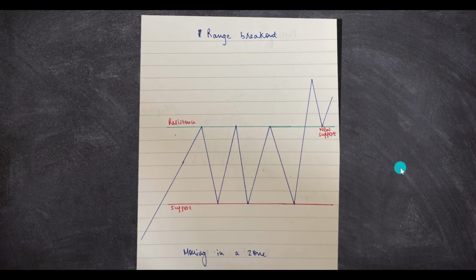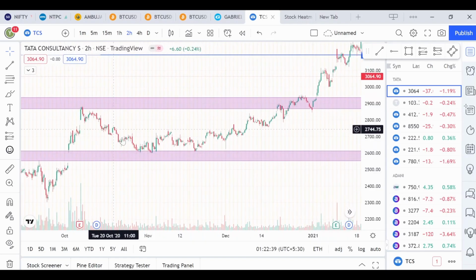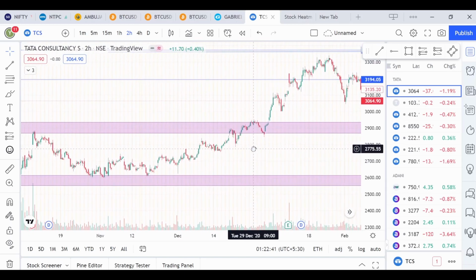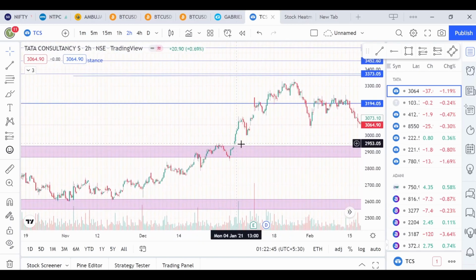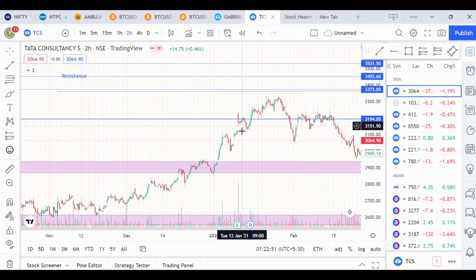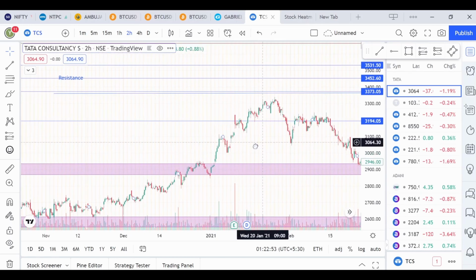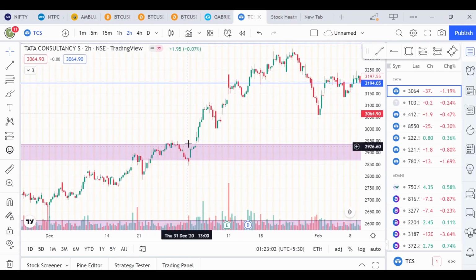Let's talk about a real example of the range breakout. As we can see here, the price was continuously moving in a zone, and then finally it gave a breakout, and then after giving a breakout, the old resistance line will act as a new support, and then the price was moving up. Then the price gave a breakout of another zone, and after giving the breakout of this zone, the price also broke out of this zone.